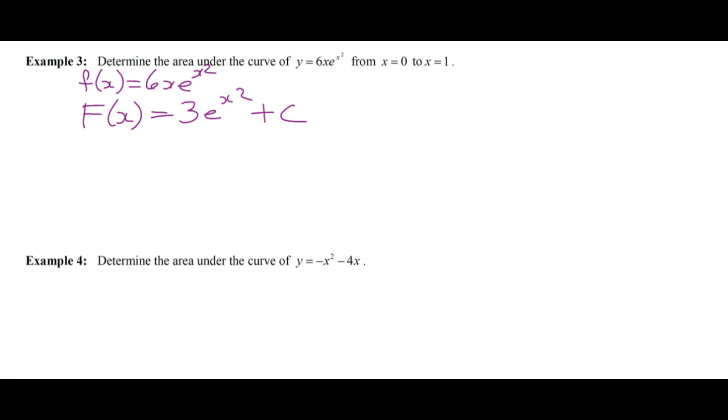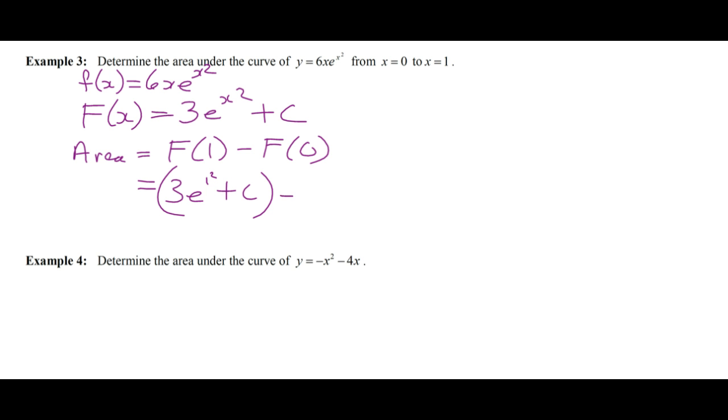All right, what do we want? So our area is going to be F of 1 minus F of 0. So for now, we'll throw the c in, right? And then you can see how the c works out. So 3e to the 1 squared plus c minus 3e to the 0. Okay, what's 3 times e to the power of 1 squared, or 3e to the 1? 3e. So 3e plus c minus, what's e to the 0?